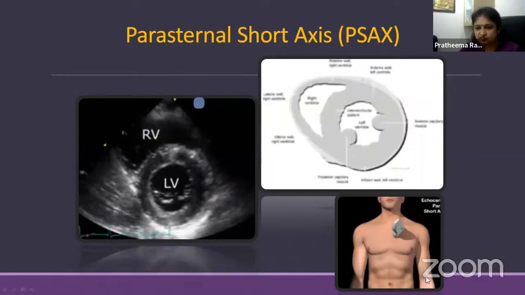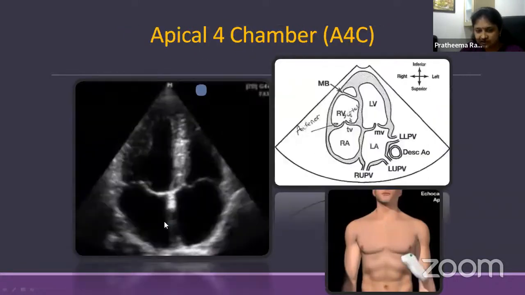This is a short axis view. The same probe, same place. If you just rotate 90 degrees and the probe marker is towards the left shoulder, then we will get an image like this. So this is a cross section of the left ventricle. We can see the muscle mass, and we can also see the right ventricle. If the right ventricle pressure is very high, then we can see that it can be pressing over the left ventricle. So this is a normal patient, a normal heart, so we don't see any pathological feature. This is how a parasternal short axis is seen. In this, we can see how the papillary muscles are there, how the heart is contracting.